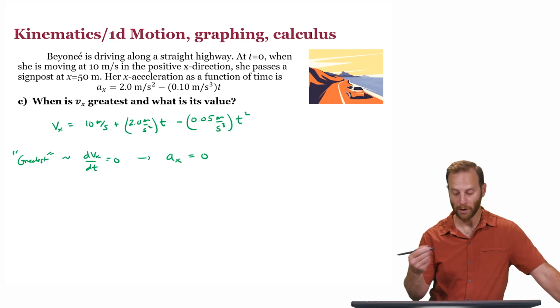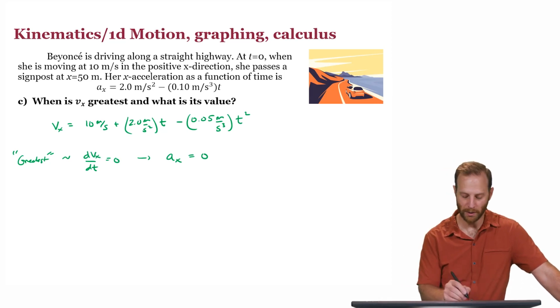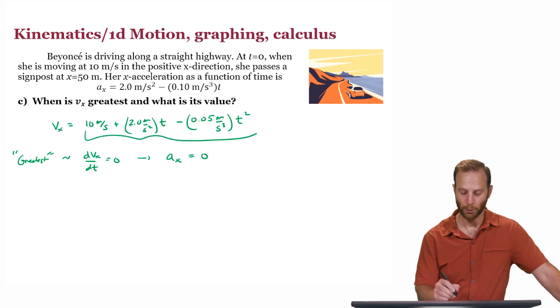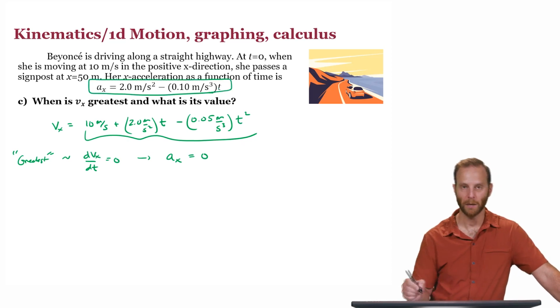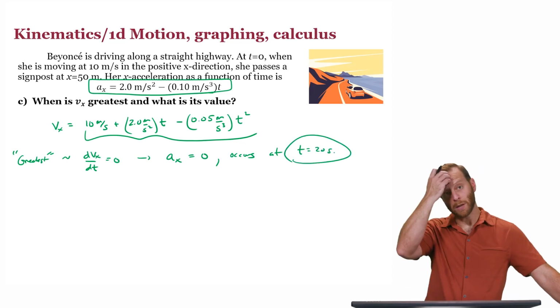So we can do the calculus here, but you would just realize that dVx/dt would be the derivative of all of this, which would give you back the acceleration function, which is given here. I'll let you do that as an exercise. When is that equal to 0? That occurs at t is equal to 20 seconds. So that is the time at which this happens.